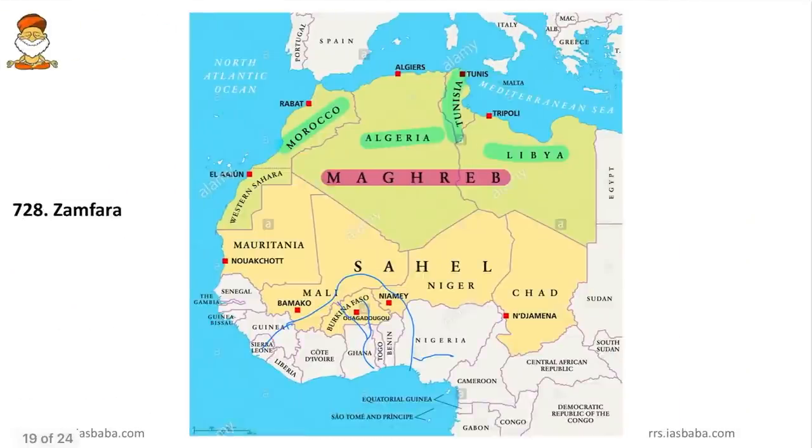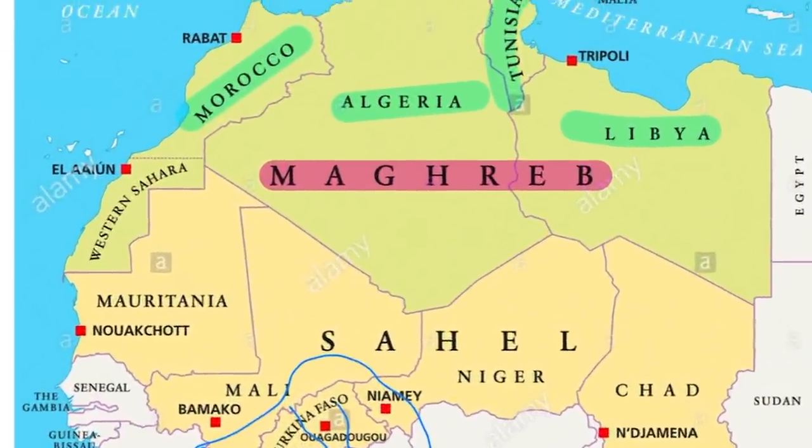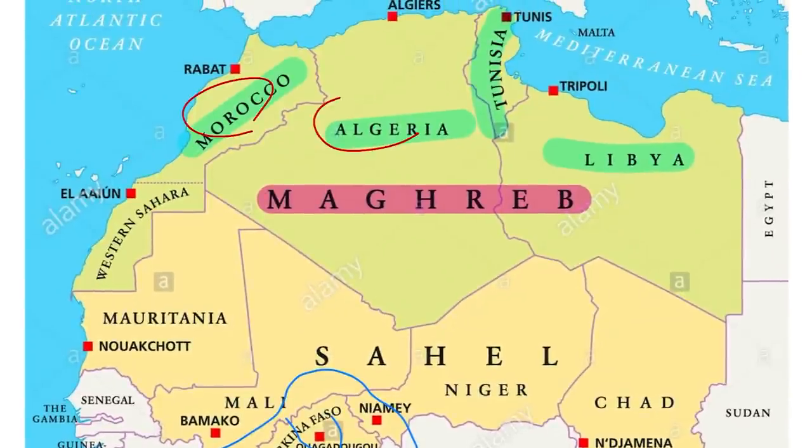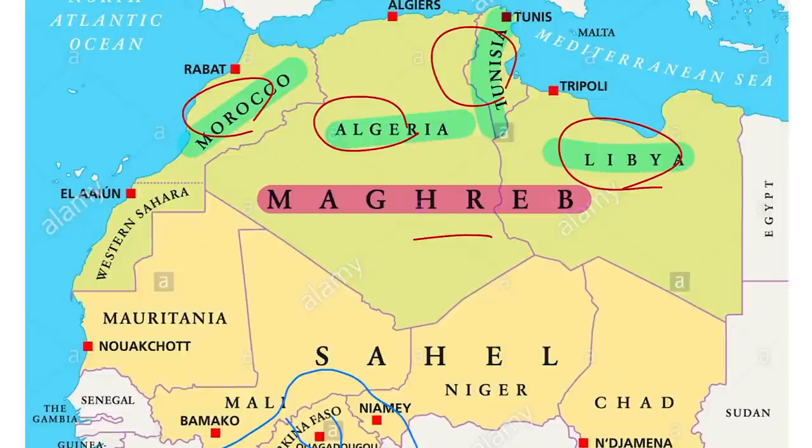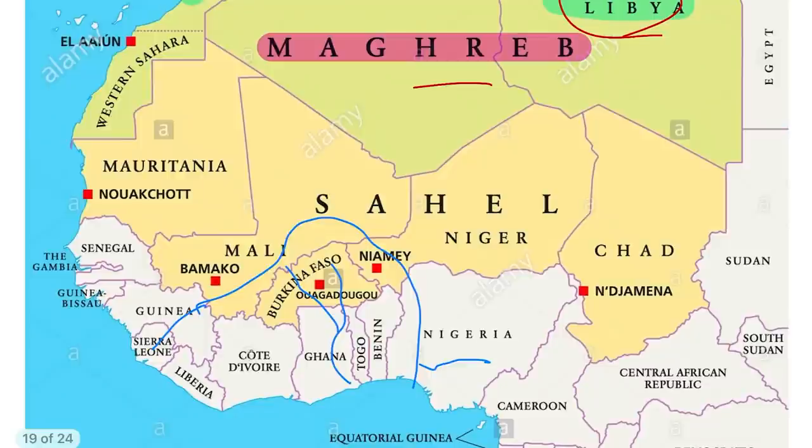Then come to more facts, the Maghreb region. Friends, as we have discussed, Morocco, Algeria, Tunisia and Libya constitute the Maghreb region. So friends, the Islamic Maghreb was in news a few years back. So in that context also, we can remember.